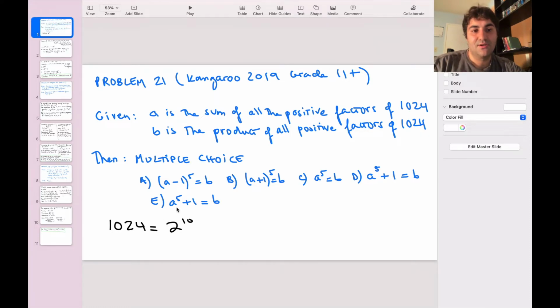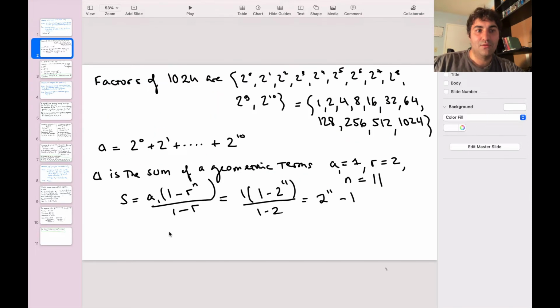So let's start off by writing 1024 is equal to 2 to the 10th power, and then the factors of 1024 are going to be 2 to the 0 power, 2 to the 1 power, 2 to the 2 power, all the way up to 2 to the 10 power. So in other words, there's 11 factors we're looking at.